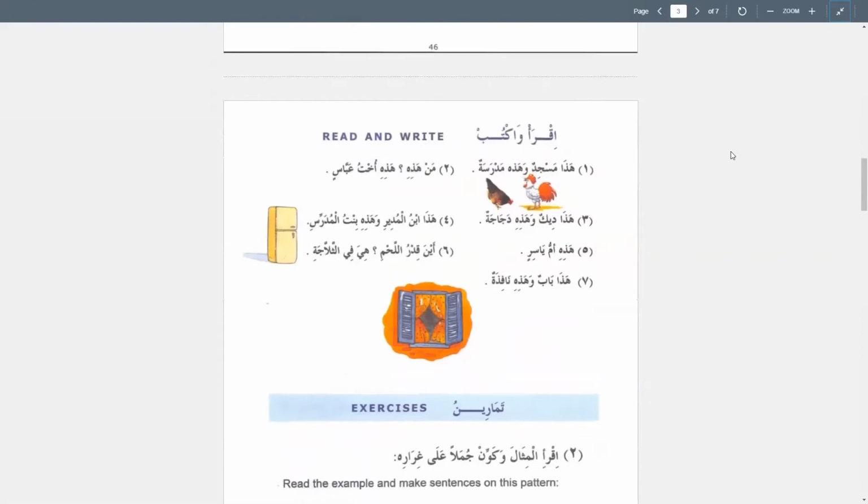Okay. Lydia, read sentence number 1 and tell me what it means. And read it completely voweled. Okay.